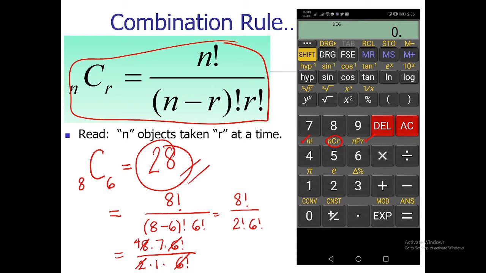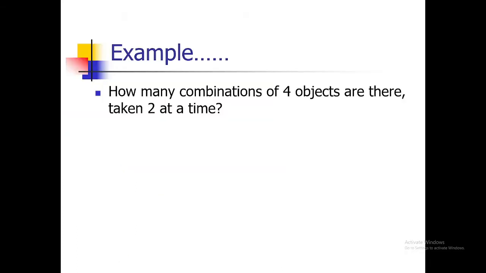Okay? Now, let's have word problems. How many combinations of 4 objects are there taken 2 at a time? So this is simply the combination of 4 taken 2 at a time. Or use your calculator, please. What is the combination of 4 taken 2 at a time?